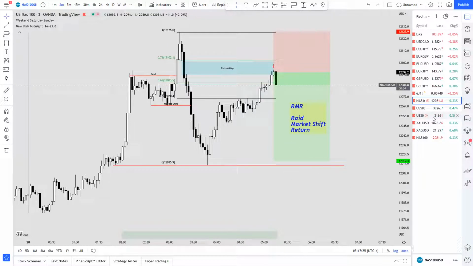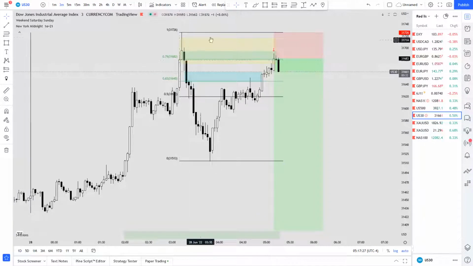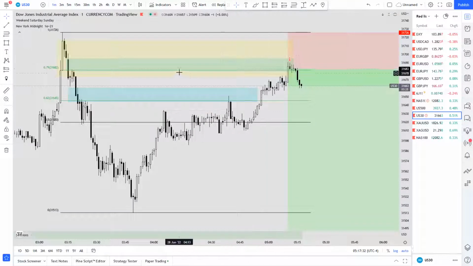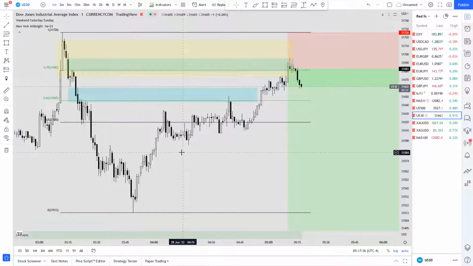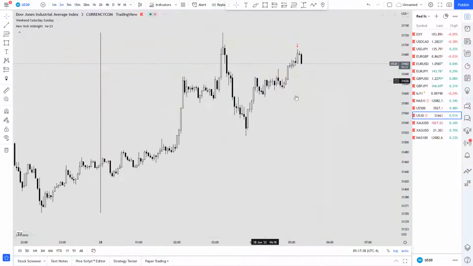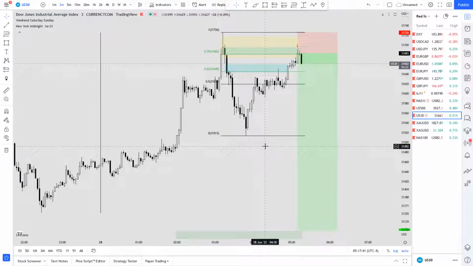Just wanted to show that on the US 30, the exact same pattern, however we have a 1-minute gap where we've refined our entry here, in line with an order block and in a premium level as well. So we have two trades, two shorts, one on Nas and one on the Dow.